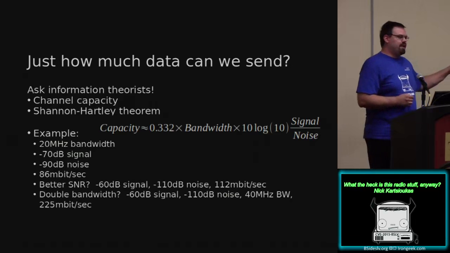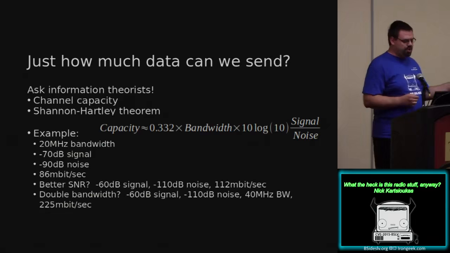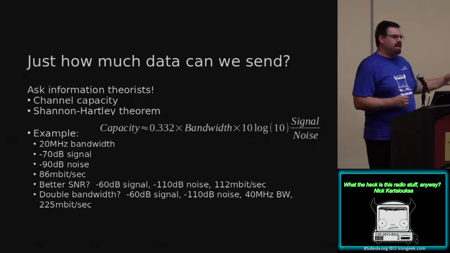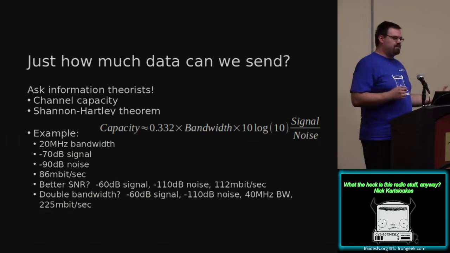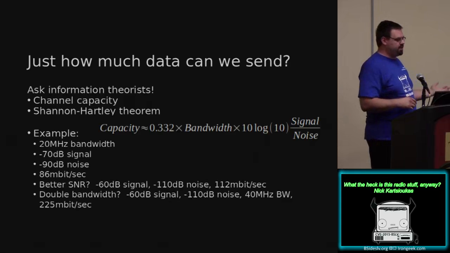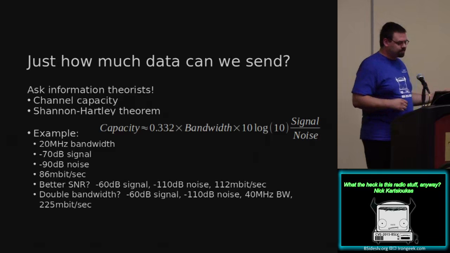This deals with a data channel that has a particular type of noise distribution in it. So if we take this formula, plug in some numbers, and say we have a signal that's 20 megahertz bandwidth. Our signal strength as received is negative 70 dB. Our noise floor, so what the actual level of noise is below our signal, is negative 90 dB. According to this, we could cram a maximum of 86 megabits per second through.